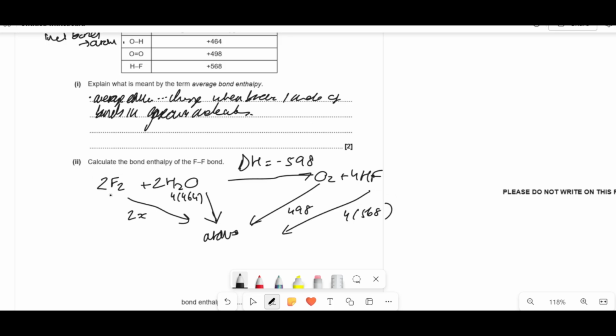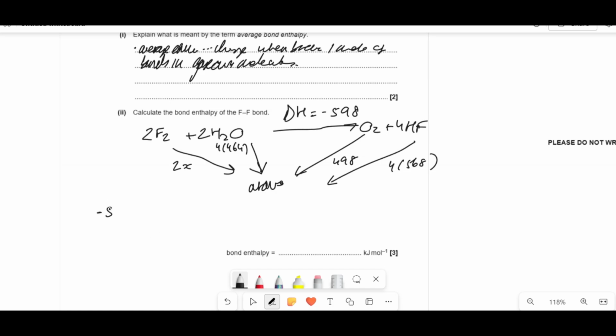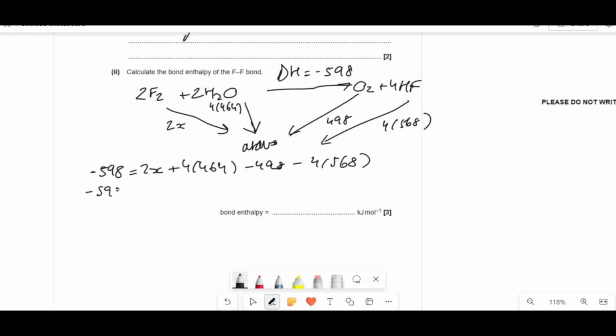So Hess's law says if you start and finish at the same point, the enthalpy change will equal the other route you go around to get from the start to the finish. So that means we can say that minus 598, the overall enthalpy change here, is equal to this route and then back up. So 2x, because I've followed the arrow, plus 4 lots of 464. Then we're going against this arrow, so minus 498 minus 4 lots of 568. So then if I just tidy this up, I get minus 598 equals 2x minus 914.